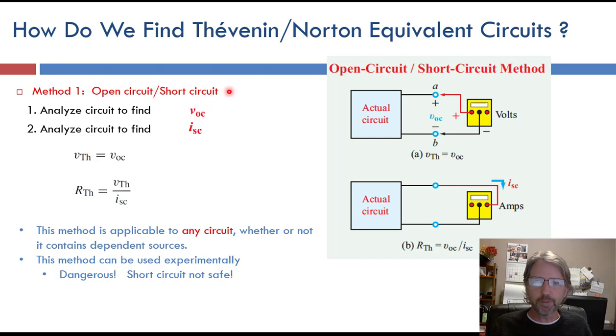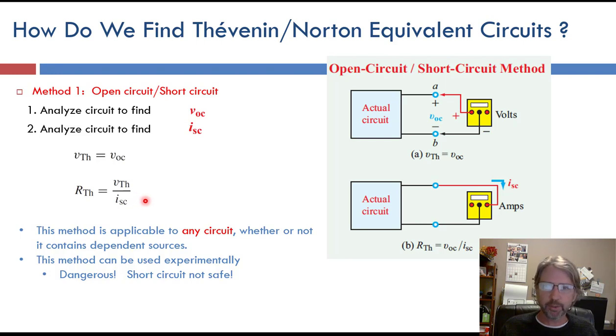This is method 1, the first one that the book talks about in chapter 3. And so it takes 2 circuit analyses. We analyze the entire circuit once to find the open circuit voltage using probably node analysis. Then we analyze the circuit again with the terminals shorted together to find the short circuit current. And then we know that the Thevenin voltage is the open circuit voltage, and the Thevenin resistance is the Thevenin voltage divided by the short circuit current.